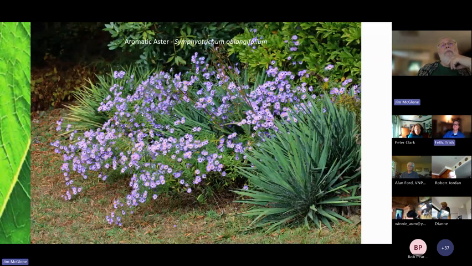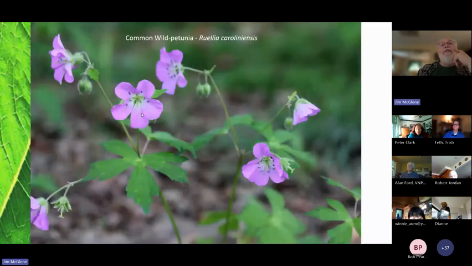Yep. Here's, okay. So wild petunias are a good sun blooming plant. These things seem to bloom all summer long in our yard in different places.